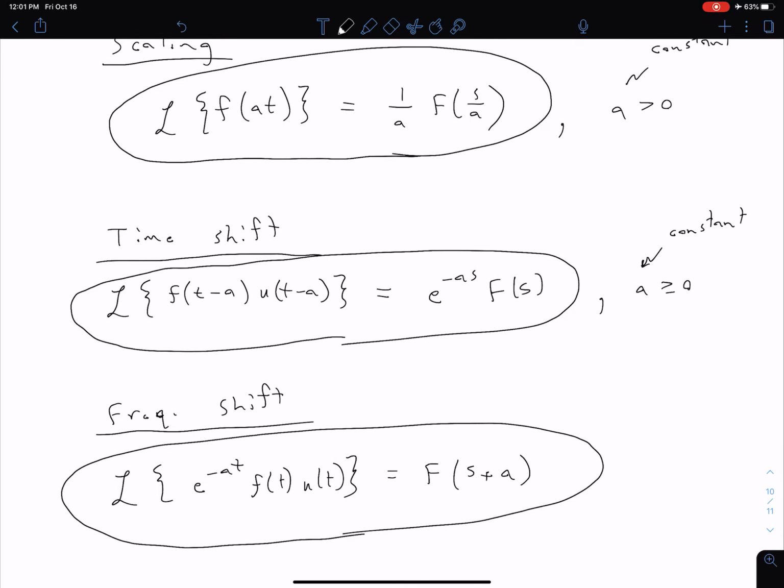In the next video, we're going to take a look at a handful of other operational properties. Ultimately, what we're going to see is that, similar to our table of common pairs, we're also going to have a table of common properties that we use.